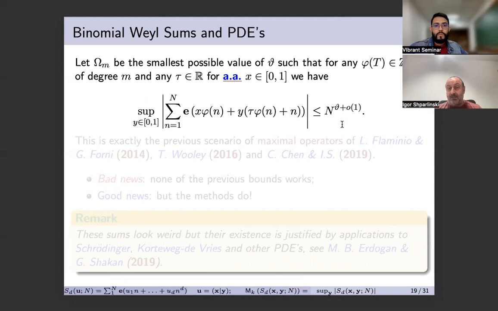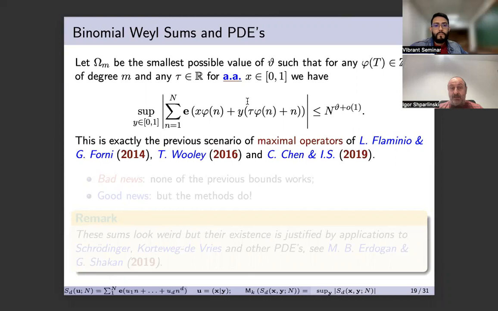This sum looks very ugly, and no one would ever look into these sums with this kind of strange combinations, except that there are very nice applications of the sums. So we look at the sums not because we want to, but because we have to. So this is exactly the previous scenario of maximal operators. And for these sums, we have some bad news. None of the previous bounds works. So if you substitute these parameters for sigma, which is the sum of degrees of non-freedom, in our result with Chang and Chen, you get nothing. And of course, other bounds are even weaker. But the good news is that the method works. So we can still readjust what we did for these sums.